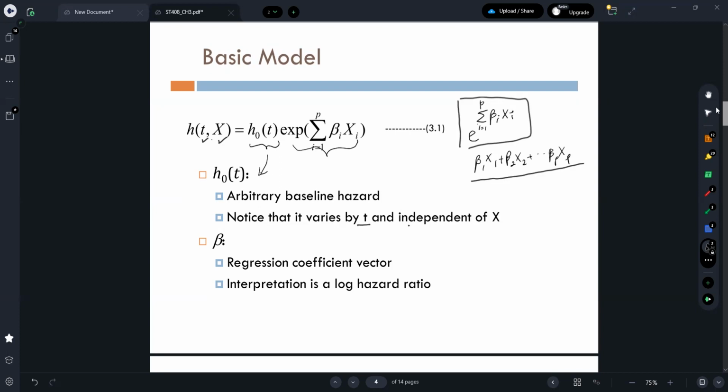So is it clear how this model is written? If you want, you can write it like this, e to the power. But when you have a lengthy equation, writing it e to the power as a superscript is less convenient; writing it as exp with the term in parentheses will be easier and better. Okay. Right. So this is how we write the basic Cox PH model.